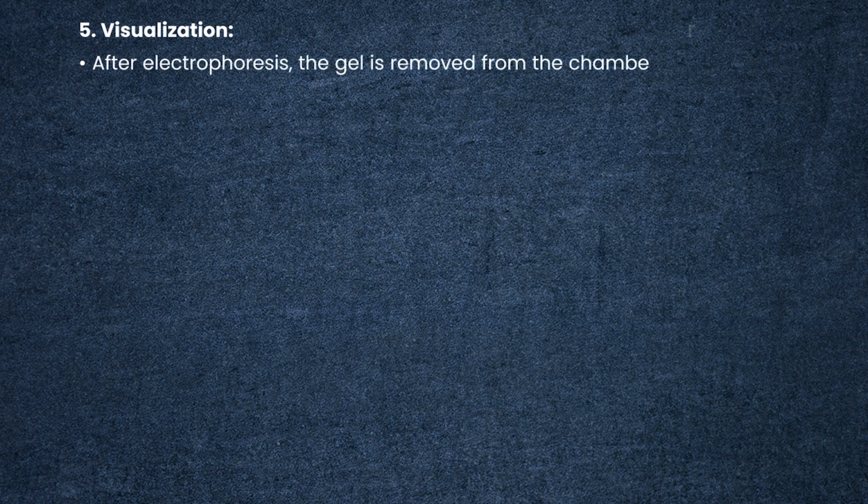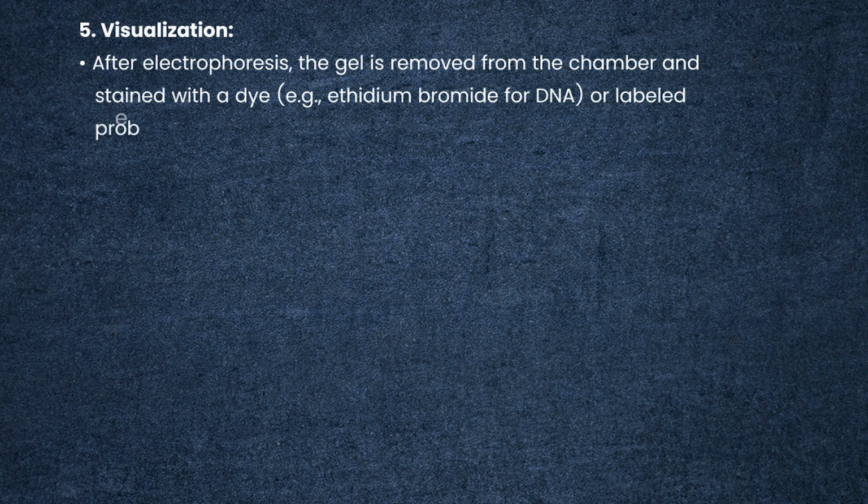After the gel has been run on the electrophoresis unit, the next step is visualization. How do you visualize it? After the electrophoresis, the gel is removed from the chamber and stained with a dye. The dye can be ethidium bromide for DNA, or labeled probes or antibodies for proteins. There are different types of stain that are used. There can be a silver stain or a blue stain.